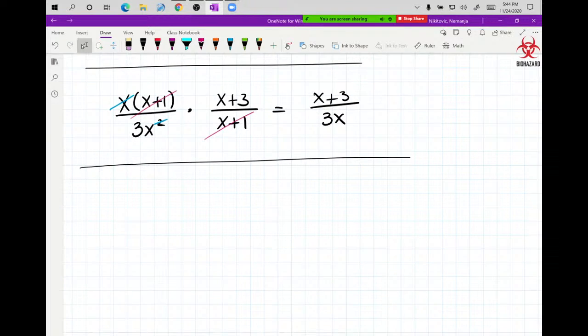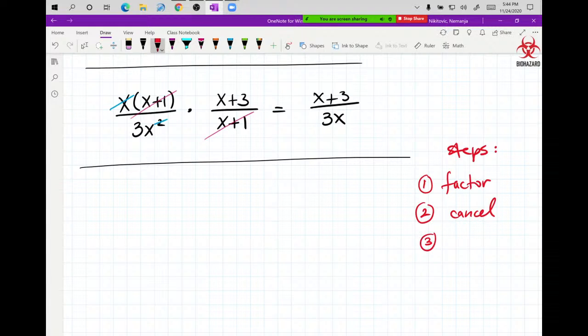This is the essence over here, meaning that we are canceling identical factors, and then those factors get canceled, and the remaining factors stay as the answer. So what are the steps? Number 1, factor. Number 2, cancel. Number 3, win. That's it. That's all it is. So now we are going to take a look at some of these exercises.